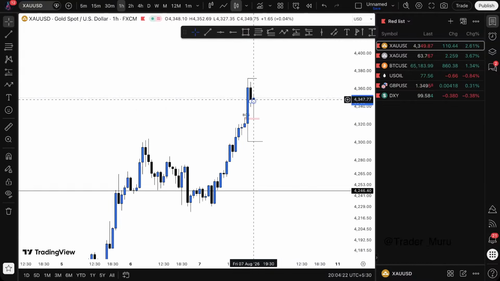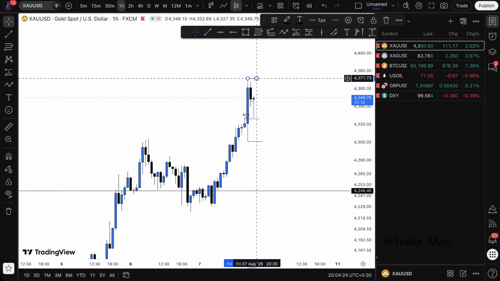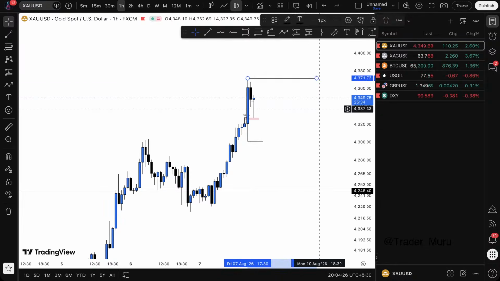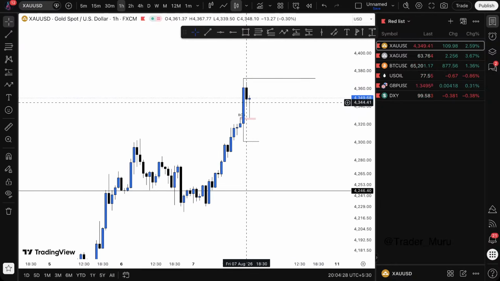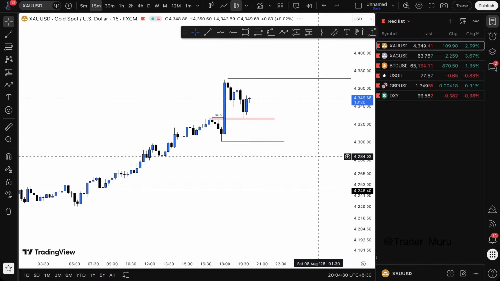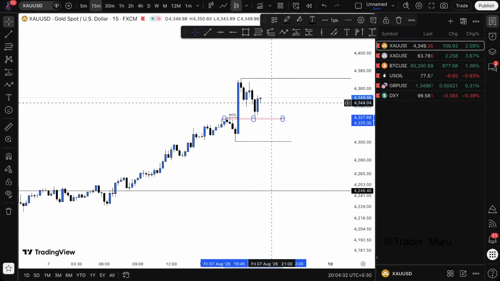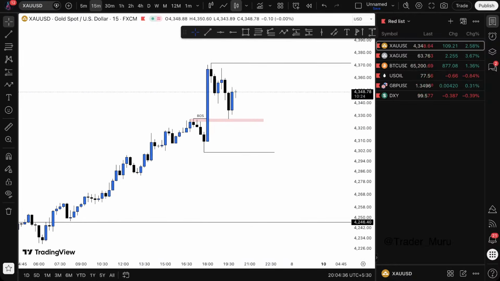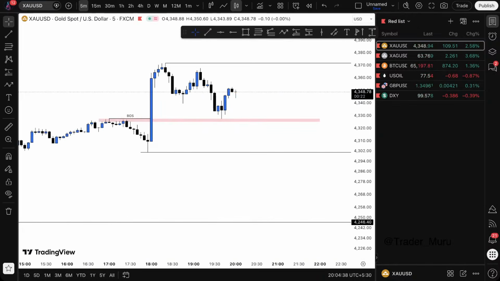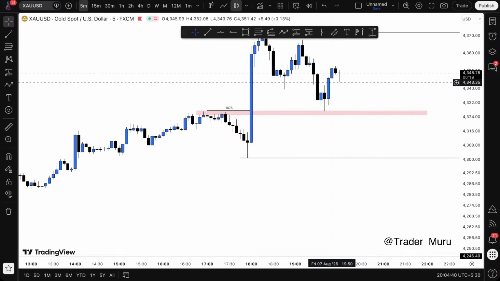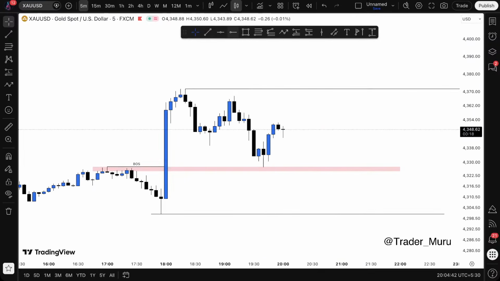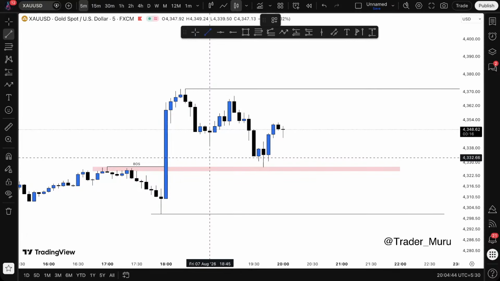You will soon see gold sweeping this high now. Short is invalid. Price is following the 15-minute structure. After testing the mitigation block, it is changing momentum. That means it is bullish. So if you want a bullish entry, you will get something like this.